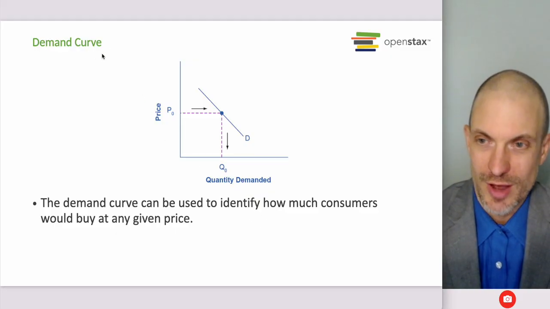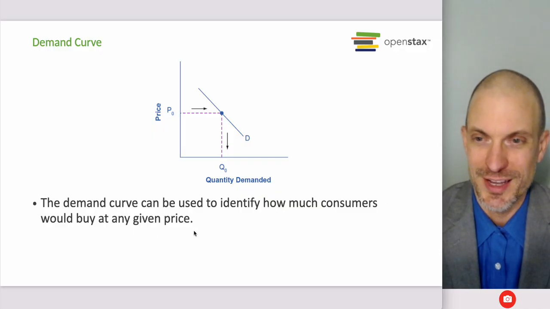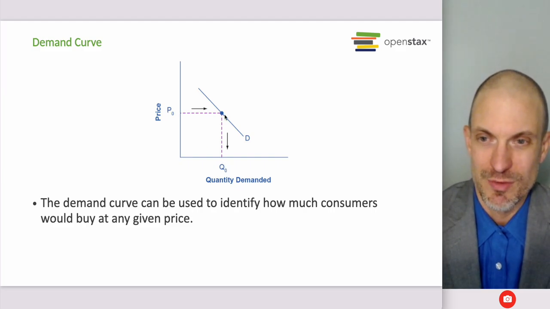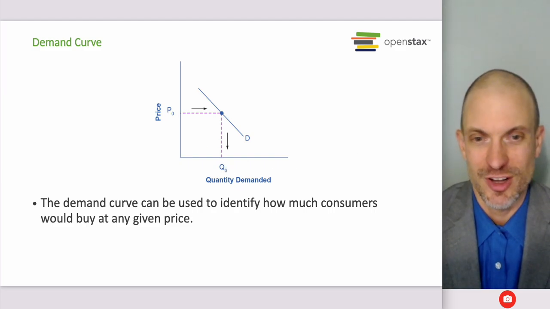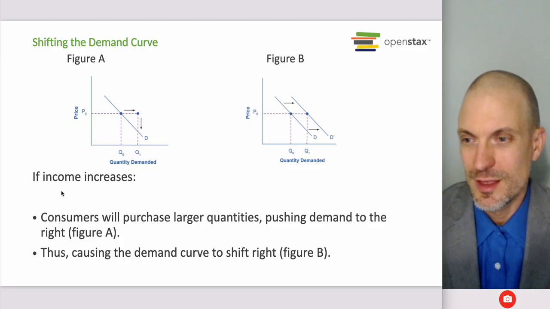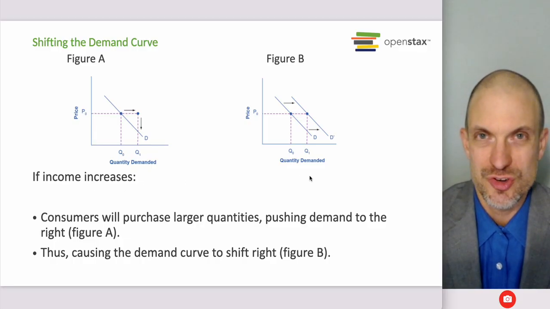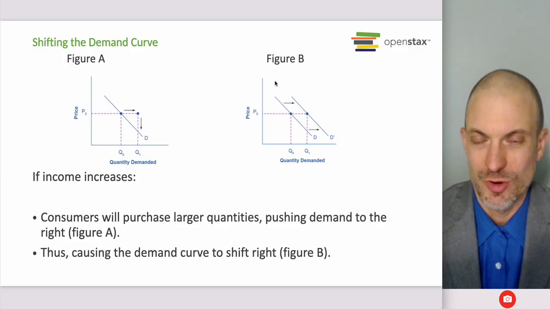All right, so our demand curve can be used to identify how much consumers would buy at a given price, right? So here's P naught and here's Q naught. At a given price, here's the quantity demanded. I talked about that a little bit already. If income increases, we get a shift in the demand curve. Consumers are going to purchase larger quantities, pushing demand to the right. So we actually would have figure B, thus causing demand to shift to the right.